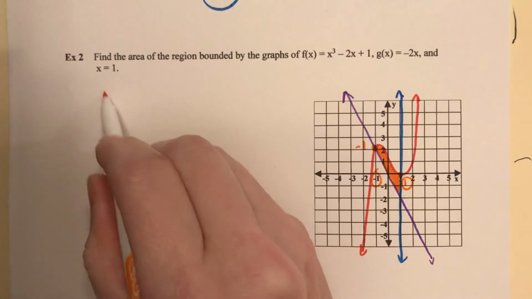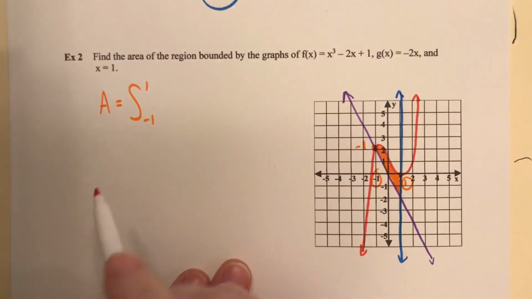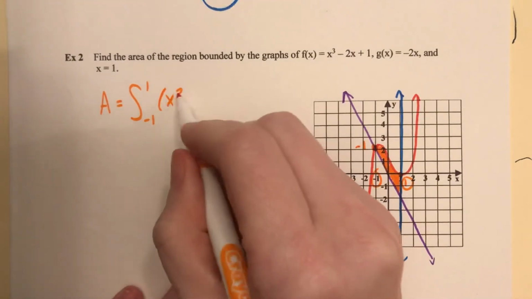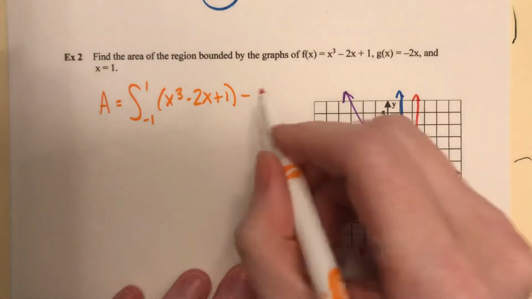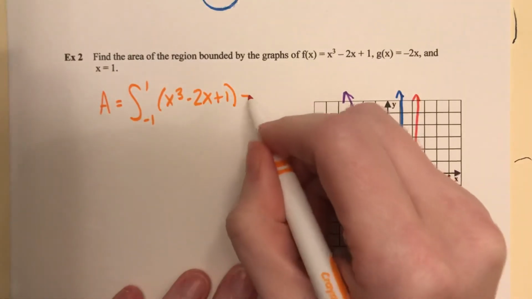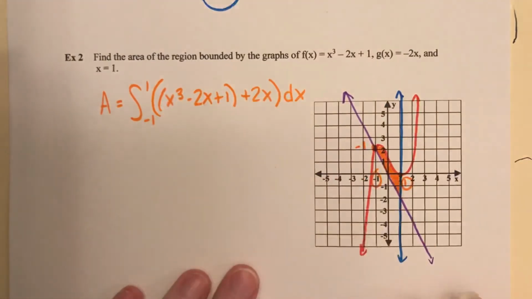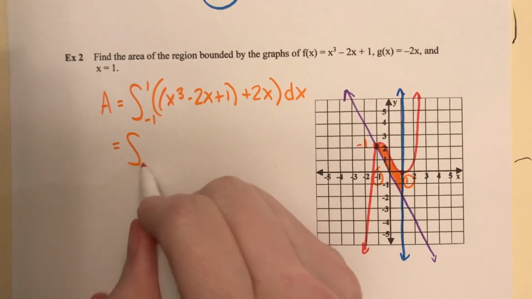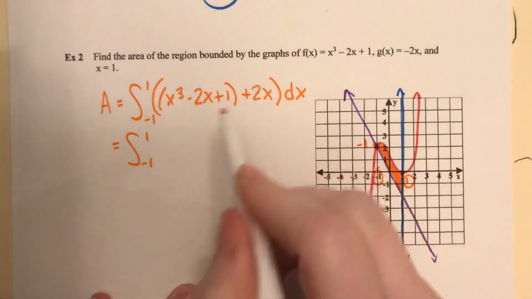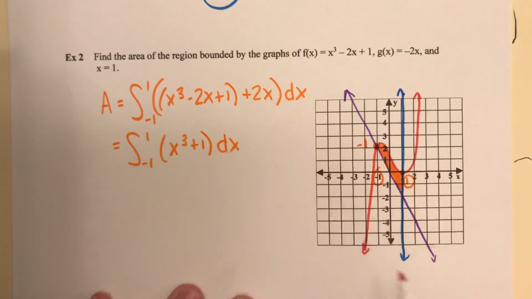So when I set this up, I'm going to go from -1 to 1, top minus bottom. So the top would be my red line, x to the third minus 2x plus 1, minus the bottom, which would be my -2x. That really turns it into a positive 2x dx. So this one, let's solve it without our calculator just to practice taking some integrals. So first thing I'm going to do is just simplify this for myself. The 2x's cancel, so that's x cubed plus 1 dx.